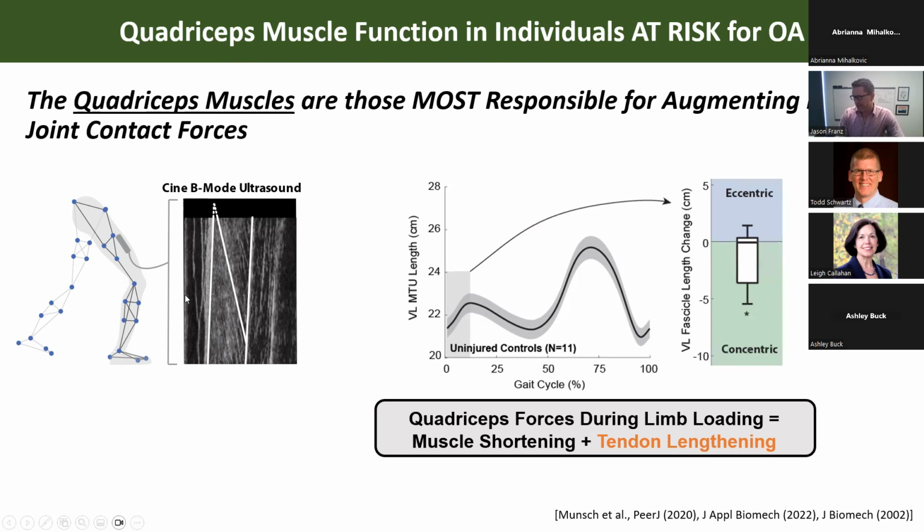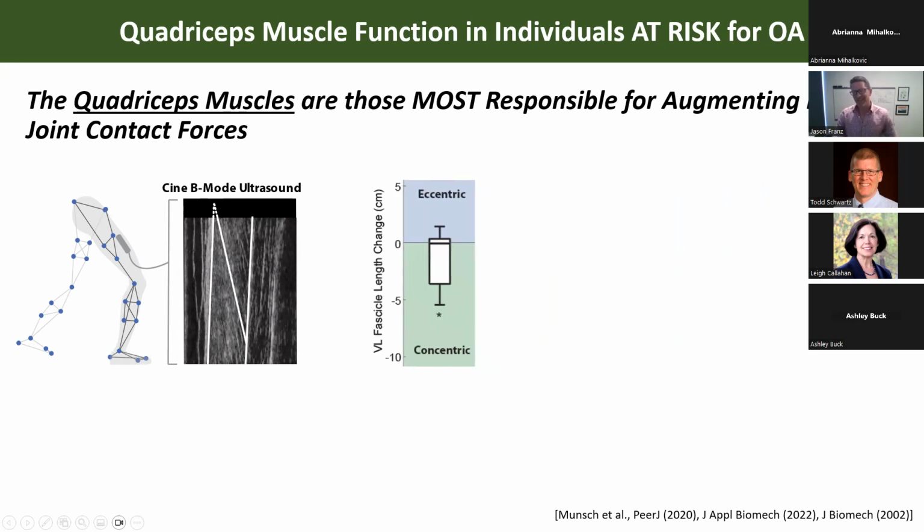If we image the muscle directly, we actually find something pretty surprising. And that is that as the knee is flexing and the entire muscle tendon unit is lengthening, the quad muscles themselves, at least in uninjured controls here, are receiving sufficient activation to actually shorten as the joint is being loaded. What that implies in these individuals is that it's actually tendon lengthening and not muscle lengthening that's more responsible than we previously appreciated for governing quadriceps muscle forces during limb loading. And again, that's at least in uninjured controls.